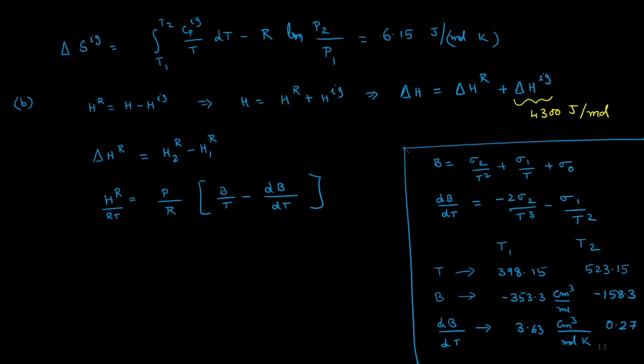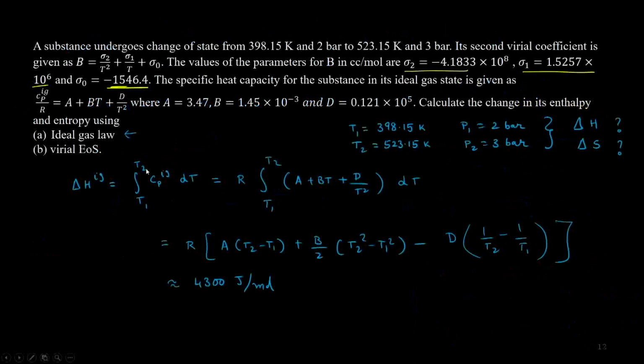So I can use the given values of sigma, and based on the expressions for virial equation of state, I can calculate what the values of B and dB over dt are. Once I have B and dB over dt, all that is left is to come back and calculate HR at the first and the second conditions. Let's write the expression out for the first condition at least. The pressure is given to us. It is 2 bar and the final pressure is 3 bar.